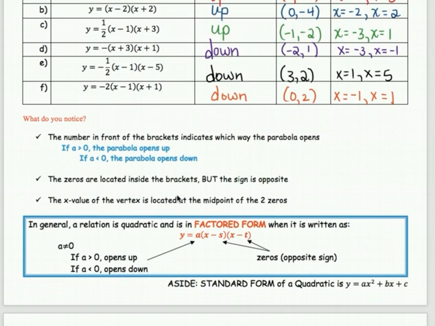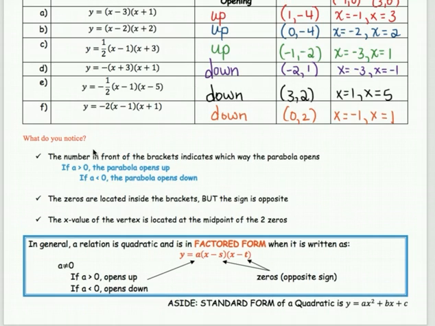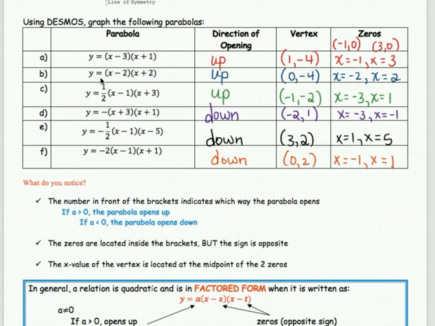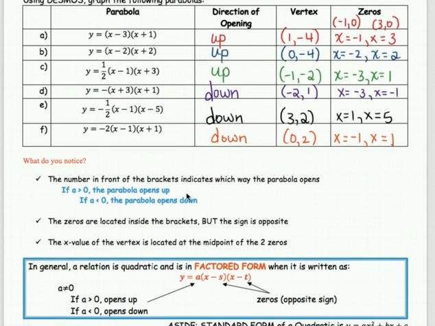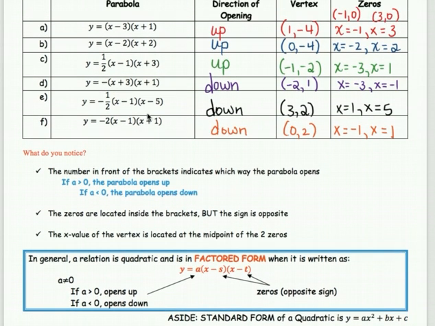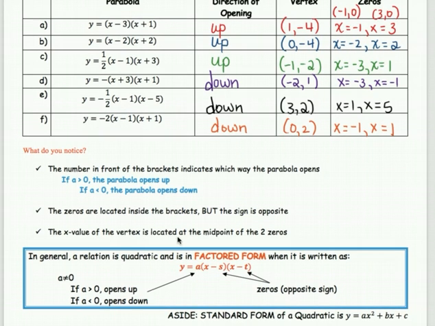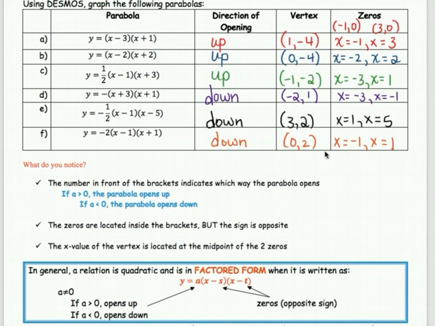All right, so here's a summary. What did you notice? Whenever a, the value in front here, is positive, it opens up. And if it's less than 0, negative, it opens down. The zeros are located inside the brackets, but you just have to put them into the opposite signs. And the x value of the vertex is located at the midpoint of the zeros. So if you find halfway, the midpoint between the zeros, you will find the x value of the vertex.